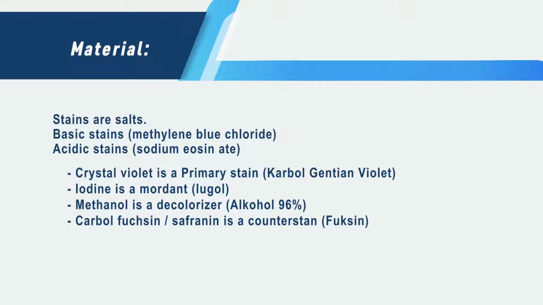It fixes the crystal violet only in gram-positive bacteria because they have a thick peptidoglycan layer. Methanol, alcohol 96%, is a decolorizer. It decolorizes the primary stain easily from the gram-negative bacteria because the stain was not fixed in them, due to their thin peptidoglycan layer, but the gram-positive bacteria retain the crystal violet. Carbol-fuchsin or safranine is a counterstain. Fuchsin gives a pink color to gram-negative bacteria.